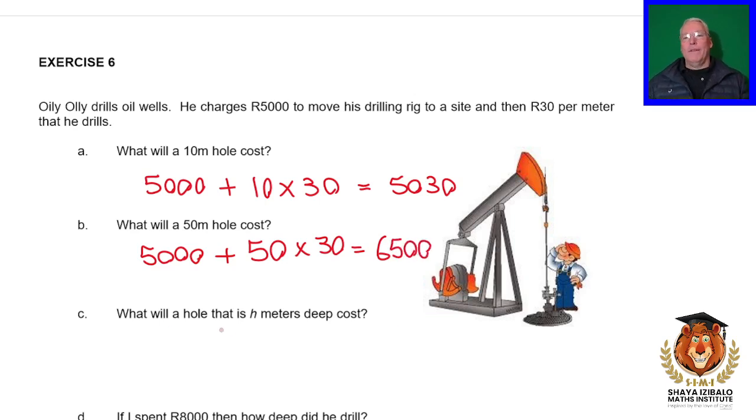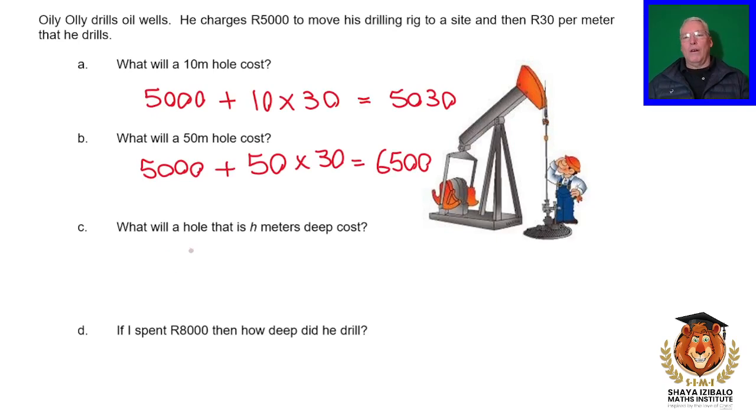Okay, now, what will a hole cost that is h meters deep? And what we want to show you here is the only thing that's been changing here is the depth of the hole. That's the only thing that's varying. That's the variable. So a hole that is h meters deep will just be 5,000 plus h times 30. All right, there it is. That's the depth.